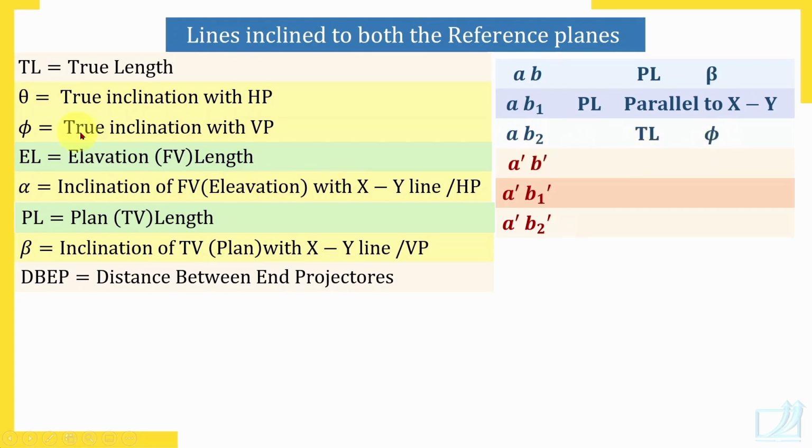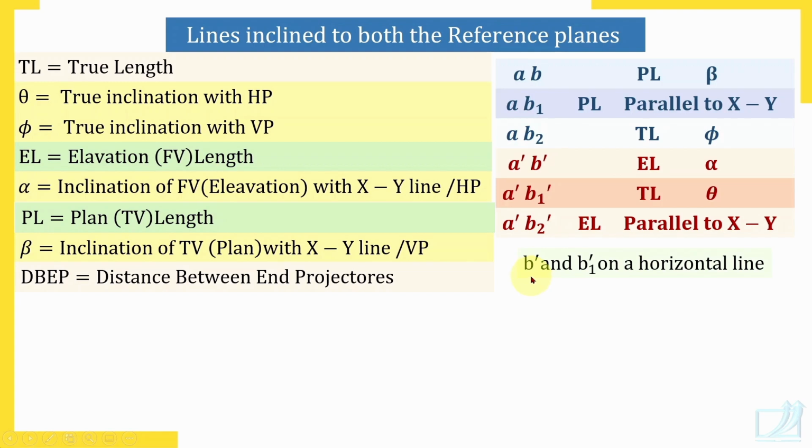What is phi? You must know. It is true inclination of line with VP. A'B' has length EL, inclination alpha. A'B1' has true length, inclination theta. And A'B2' has length EL and it is parallel to XY line. Also you should know that B' and B1' always lie on a horizontal line. And B and B2 lie on a horizontal line.